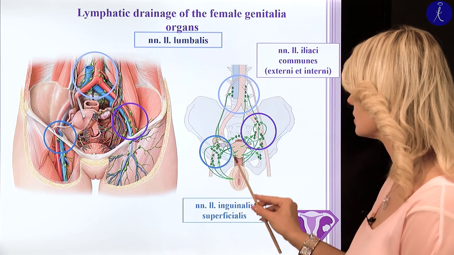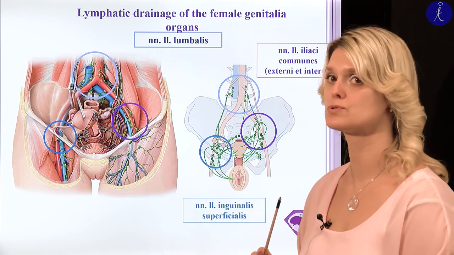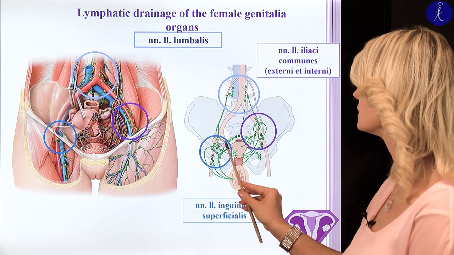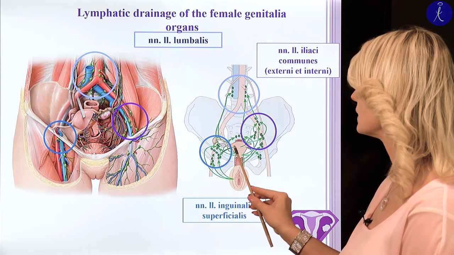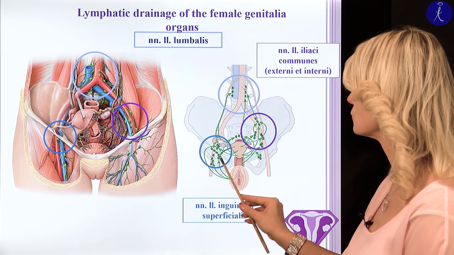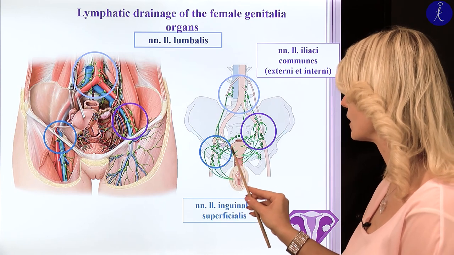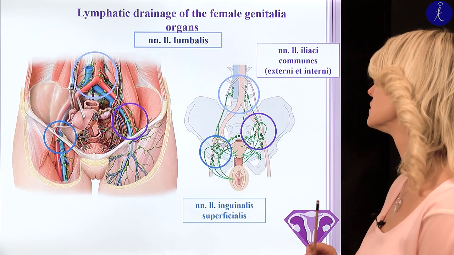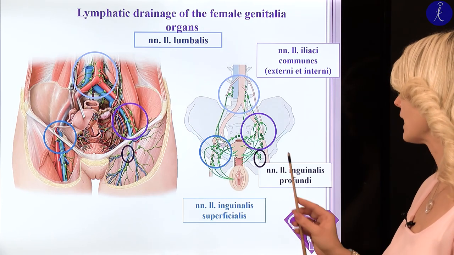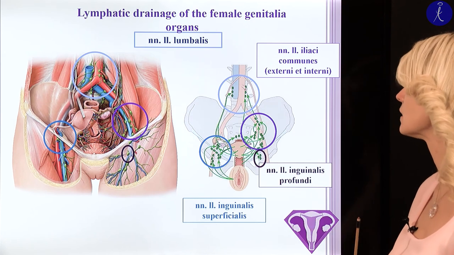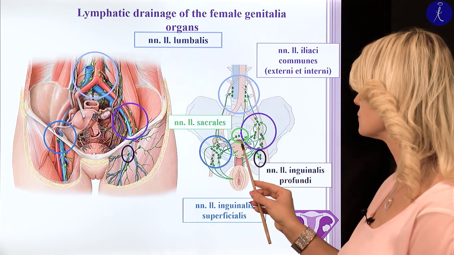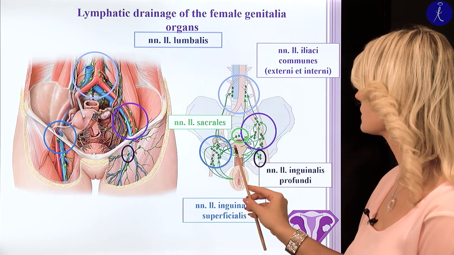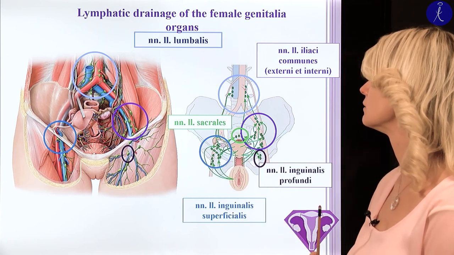The superficial inguinal lymph nodes are also really important, because the external genitalia and one part of the uterus drain there too, because the round ligament of the uterus goes to the inguinal canal. So this is the way one part of the uterus drains to the superficial inguinal lymph nodes. And we can talk about, of course, the deep inguinal lymph nodes too. And behind the uterus, along the ligaments which fix it towards the sacrum, the lymph can drain to the sacral lymph nodes.